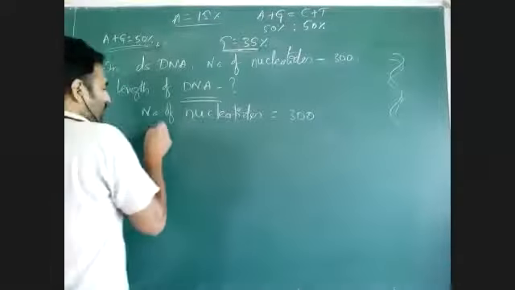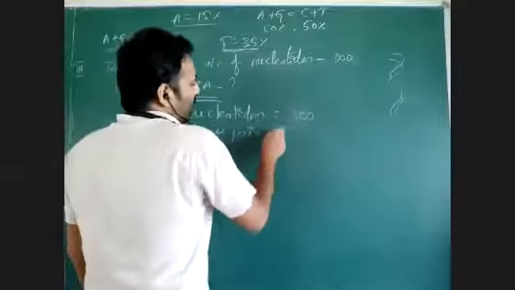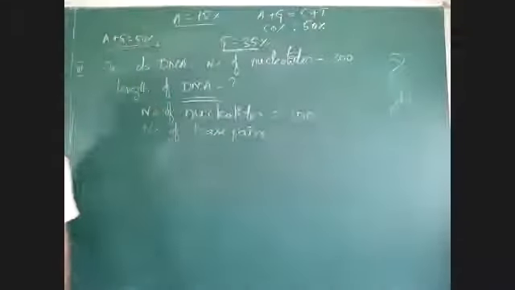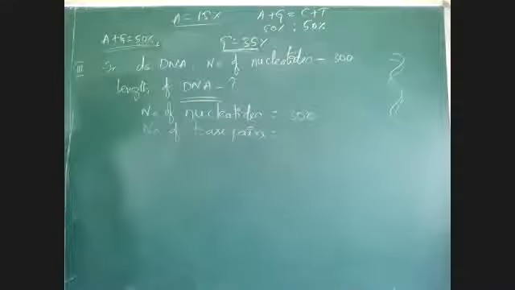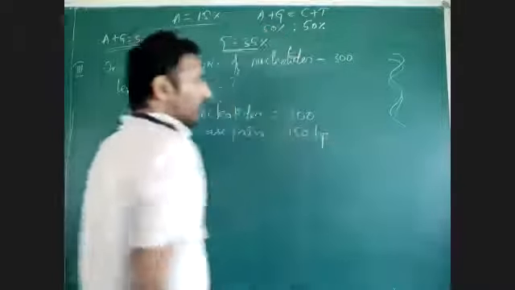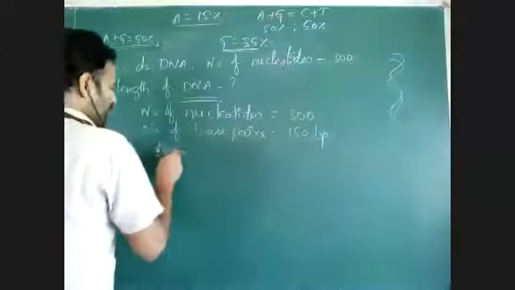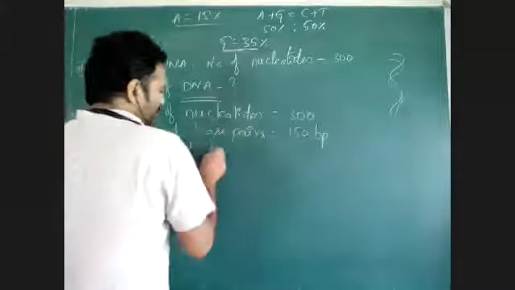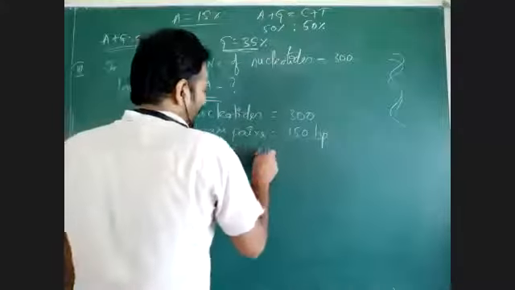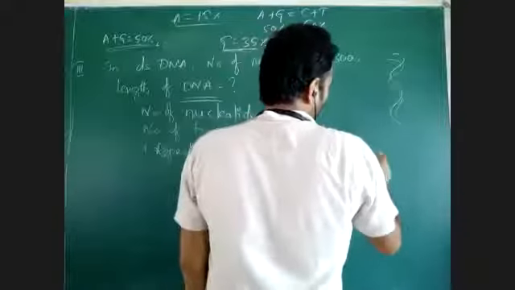So, what is number of base pairs? How many base pairs will be there because double-stranded DNA is there? In double-stranded DNA, nucleotides will be present as base pairs. So, 150 base pairs will be there. In that 150 pairs, one repeat is equal to 10 base pairs. Therefore, how many repeats will be there? 15 repeats will be there.